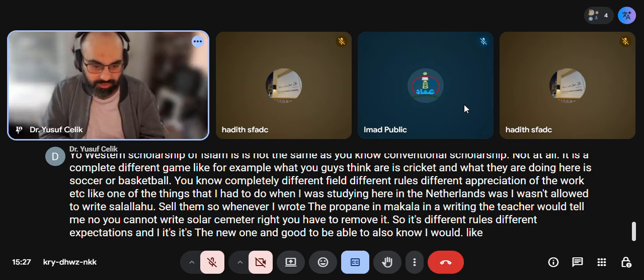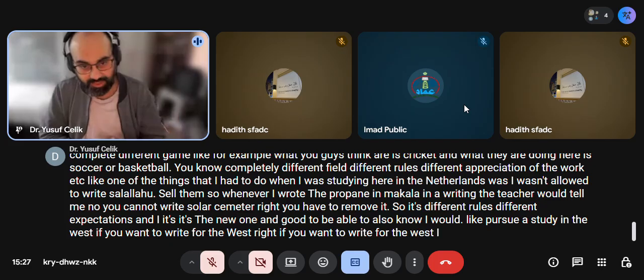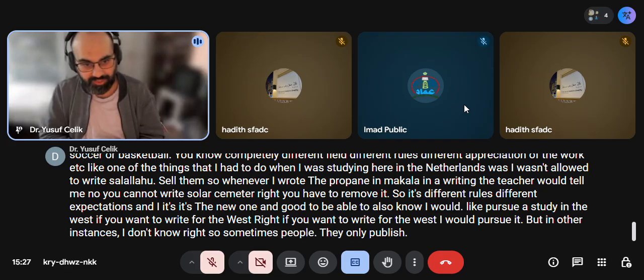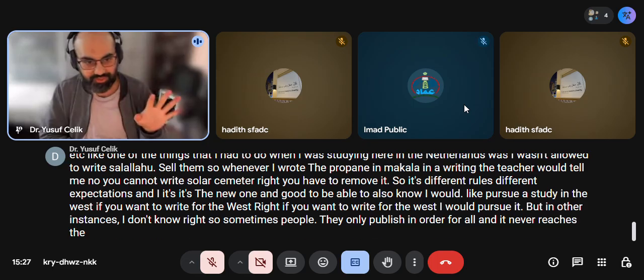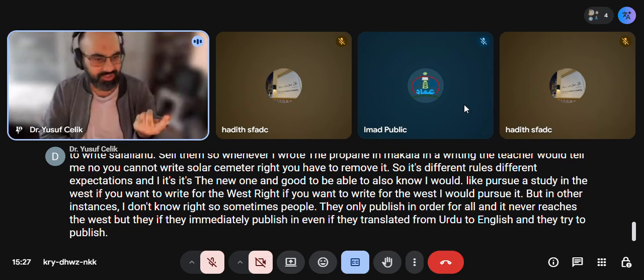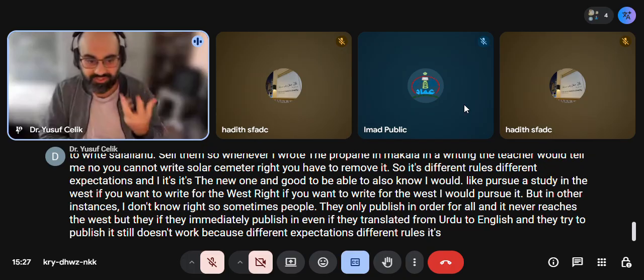I would pursue a study in the West if you want to write for the West, right? If you want to write for the West, I would pursue it. But in other instances, I don't know, right? So sometimes people only publish in Urdu, for example, and it never reaches the West. But even if they translate it from Urdu to English and try to publish it, it still doesn't work, because different expectations, different rules, it's a different game.